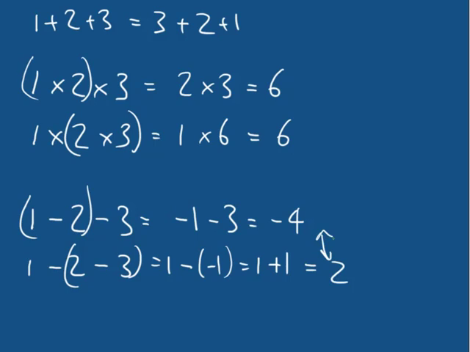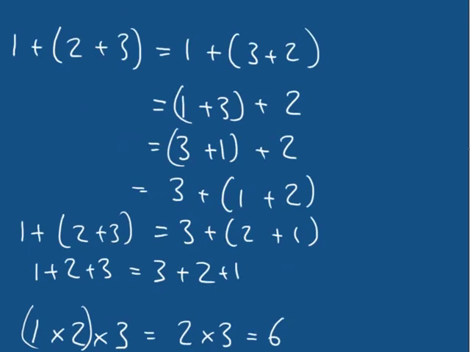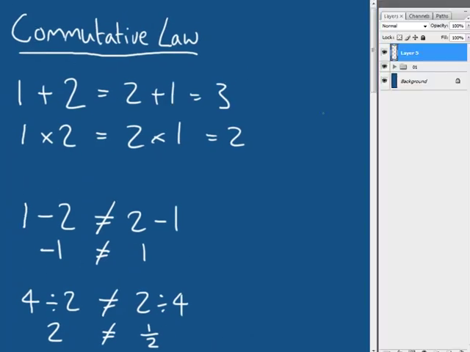The grouping of elements does influence the result that we get. So it's only addition and multiplication that are associative. And that's going to conclude looking at the associative law. So I'm going to bring up a new whiteboard layer. And let's take a look at our final law, that is the distributive law.